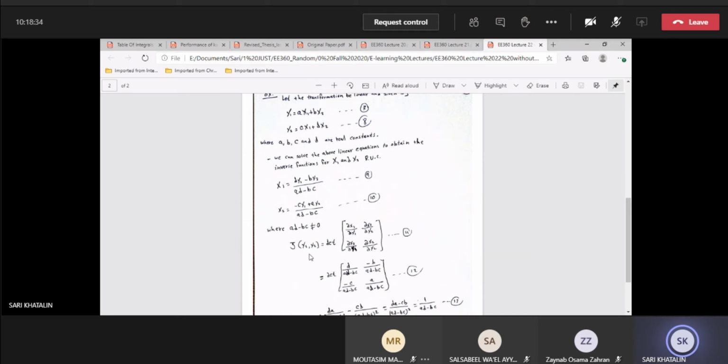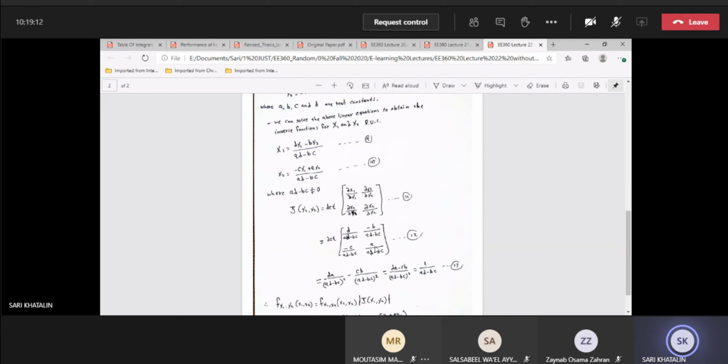And once you find that, then all you have to do is take the partial derivative of x1 with respect to y1, and then with respect to y2, and you set them here in equation 11. And then the partial derivative of x2 with respect to y1, and then with respect to y2. So after you plug in the information and do the partial derivatives, the end results will be here. You can try it yourself, okay?